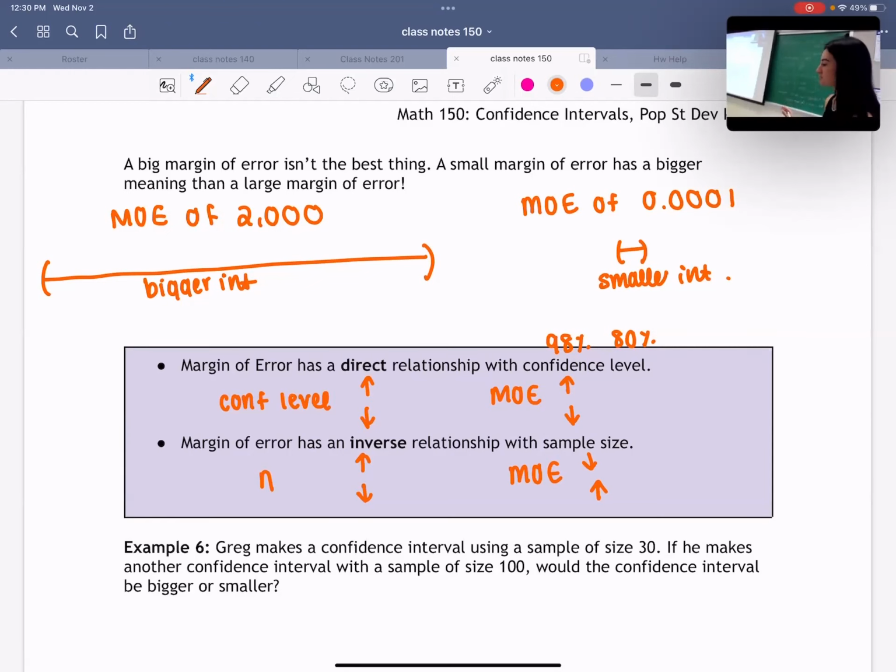Okay, now this seems like a very simple concept. When we do the examples, for some reason, students get this wrong a lot. So we're gonna do some practice with talking about the relationship between confidence level, sample size, and margin of error next class. But for now, we have a slightly long quiz review that I want to start a little bit earlier.